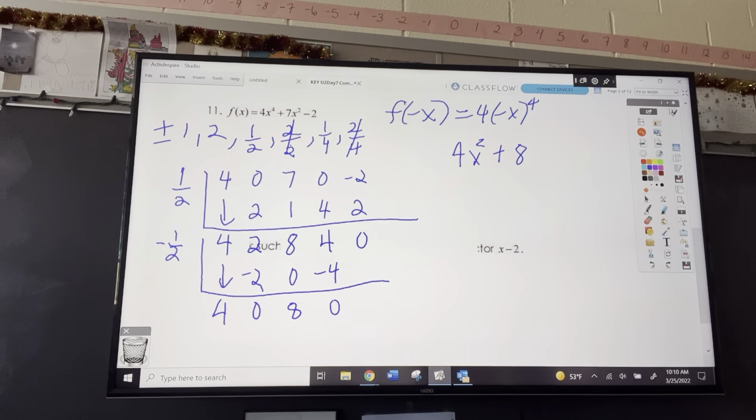So for 1/2, when you're writing a factor, so f of x, you're not going to write x minus 1/2. I don't know if you guys remember this from Algebra 2. You take the 2, you throw it in front, so it's 2x minus 1.